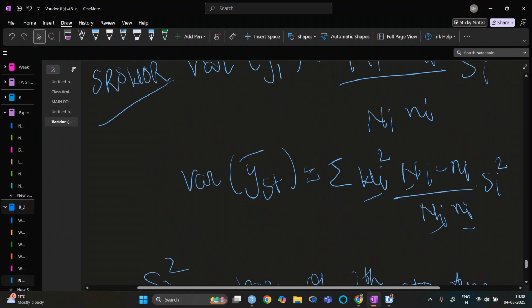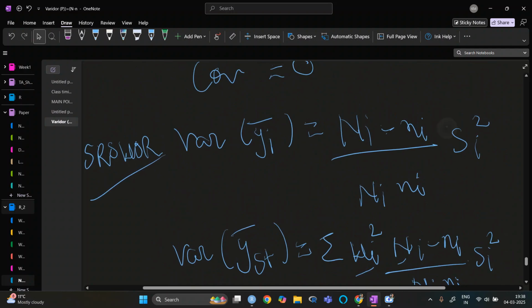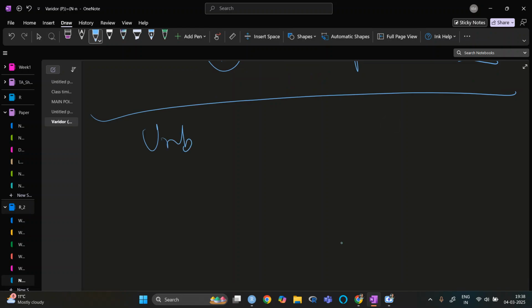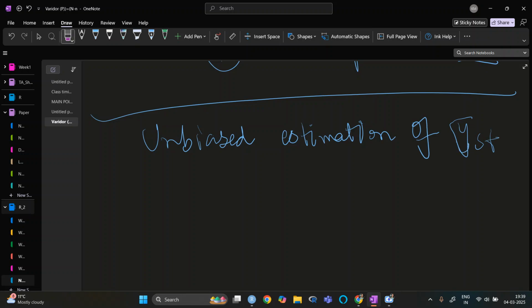In a similar way we can do this. This one is the variance of y bar st. If we want to find the unbiased estimator, we can find it just by the variance cap of yi, the unbiased estimation of y bar st. So the variance we have seen already.